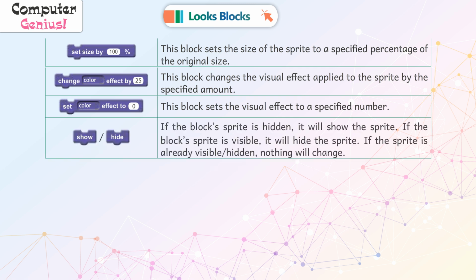Show or hide. If the block's sprite is hidden, it will show the sprite. If the block's sprite is visible, it will hide the sprite. If the sprite is already visible or hidden, nothing will change.